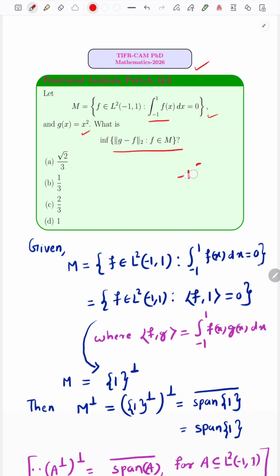Okay, so we have to calculate the infimum value of these numbers where f belongs to M. And if you observe it carefully, this infimum value is equal to the distance of the function g to the set M, and this distance is in the sense of the L2 norm. I hope that you get it. Before going to solve the question, first of all, let me give some brief idea how we will approach this problem.